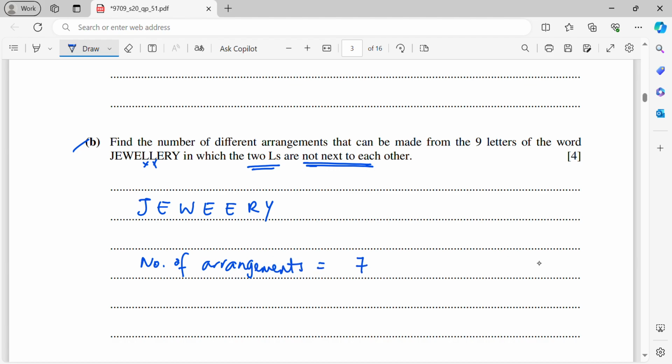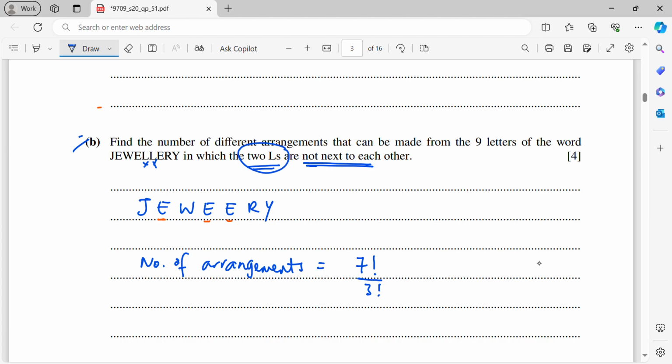Therefore, I get 7 factorial. Now, you should notice that out of these 7 letters, I have 3 E's. Therefore, I must divide by 3 factorial. Otherwise, I would assume the 7 factorial means that you are arranging 7 different letters. But now there are 3 E's, so it must be divided by 3 factorial. Now, what happened to the 2 L's?